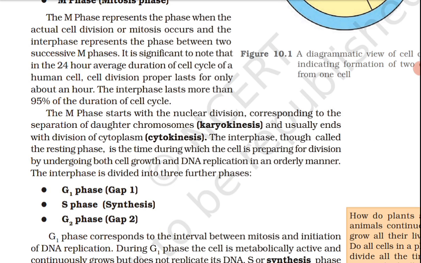S or synthesis phase marks the period during which DNA synthesis or replication takes place. During this time, the amount of DNA per cell doubles. If the initial amount of DNA is denoted as 2C, then it increases to 4C. However, there is no increase in the chromosome number. If the cell had a diploid or 2n number of chromosomes at G1, even after S phase, the number of chromosomes remains the same, that is 2n.